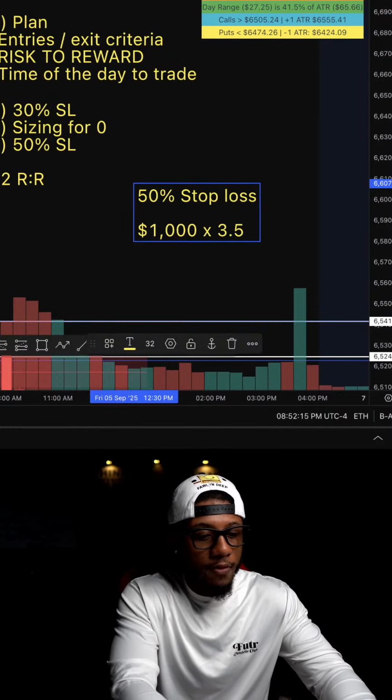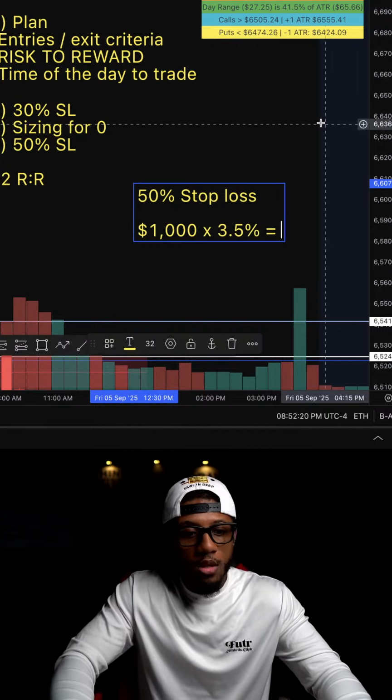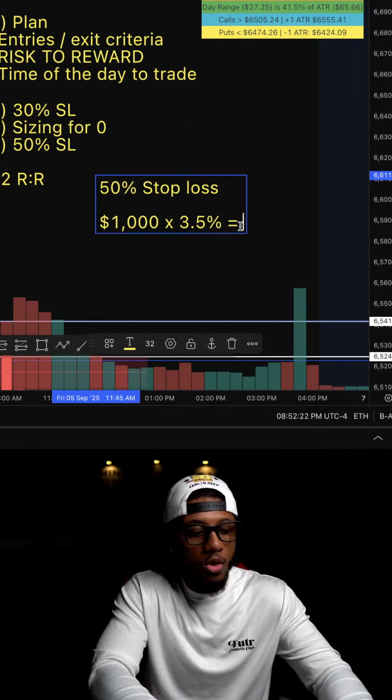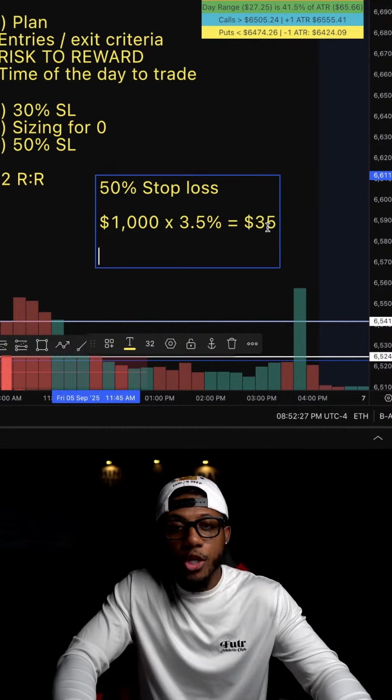So what does this mean? If I take this and I multiply this by 3.5%, this is equivalent to, let's go ahead and move this over, $35. So this is how much money that I'm leveraging on the trade.